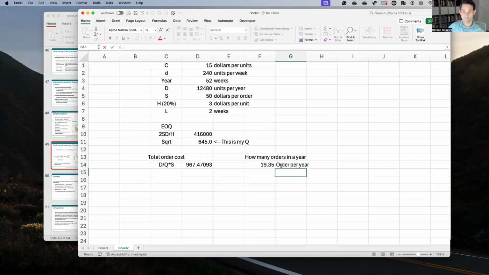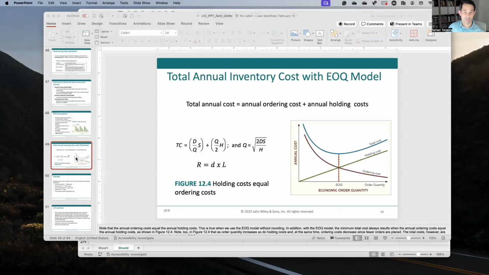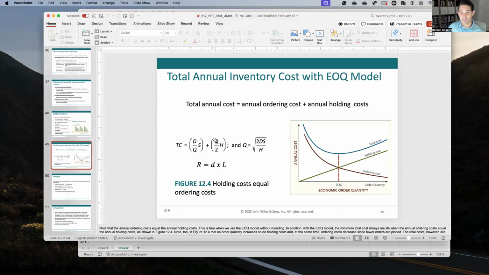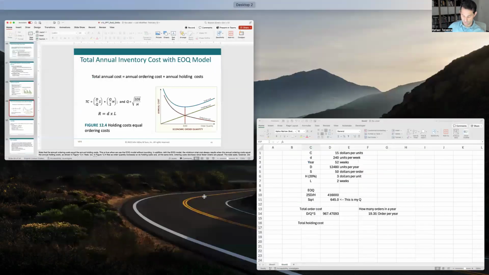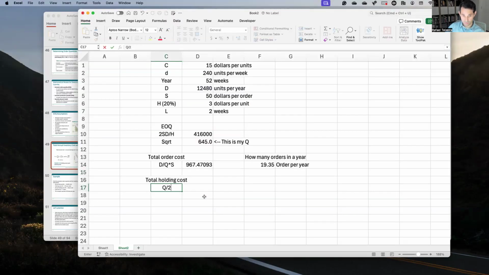All right, my total holding cost. Let's go back to here to look: it is my optimal order quantity divided by 2, my average inventory, times the holding cost. So it is Q divided by 2 times H. I'm going to implement it very carefully. I'm going to open parentheses, my Q divided by 2 times my holding cost.